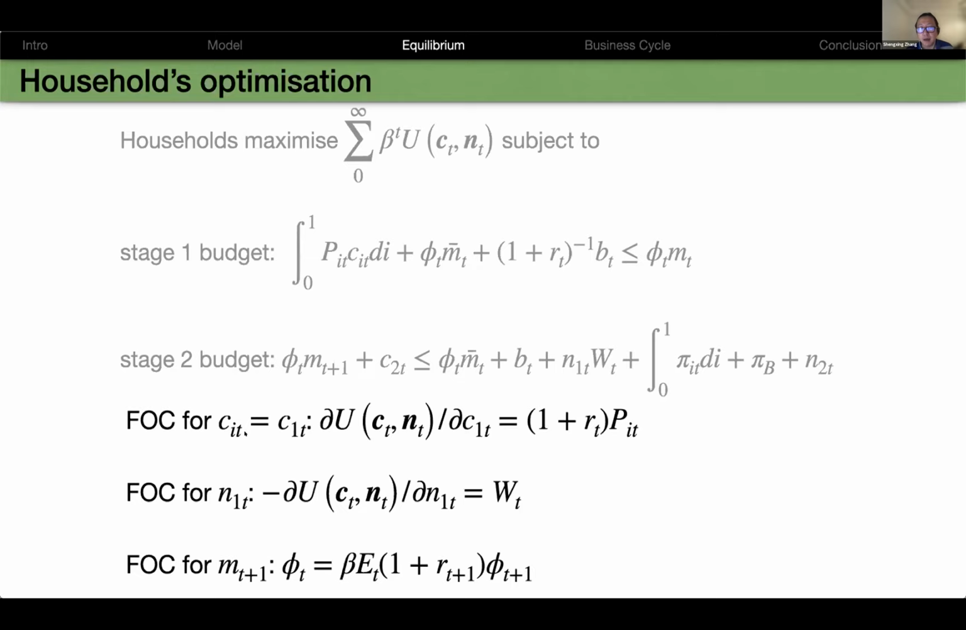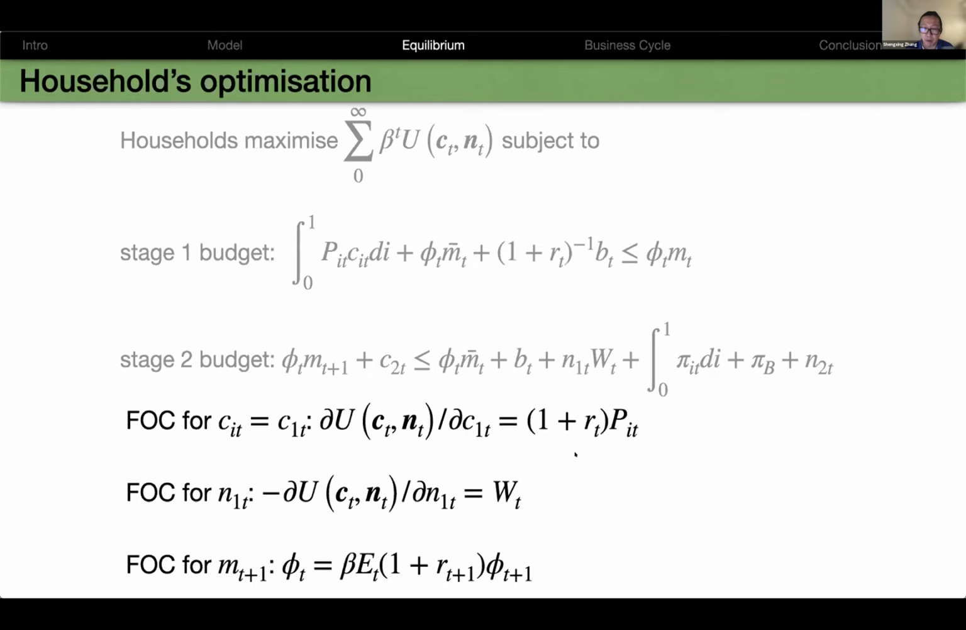That just says the marginal utility of consumption is going to be equal to the price of those consumption goods times the shadow value of the budget constraint. Now, because there's a stage one budget constraint and the household doesn't face any borrowing constraint in terms of issuing bonds, really this relative price between bond and money is the shadow value of relaxing the budget constraint. And that's why 1/RT shows up here.